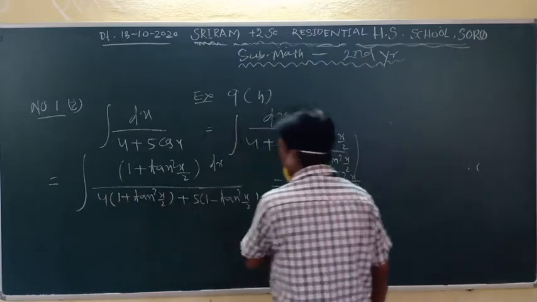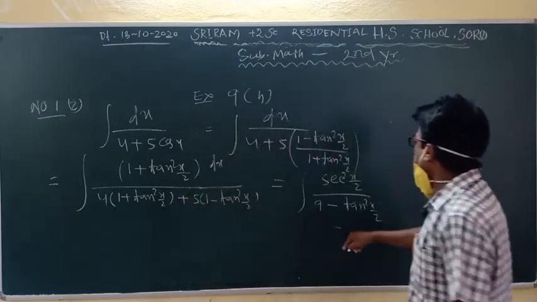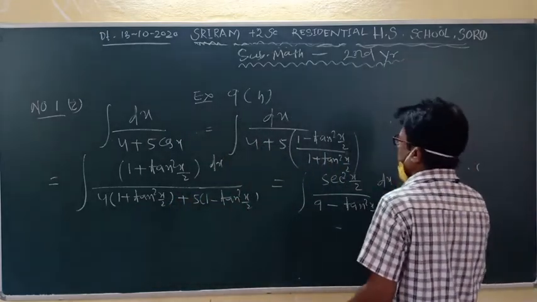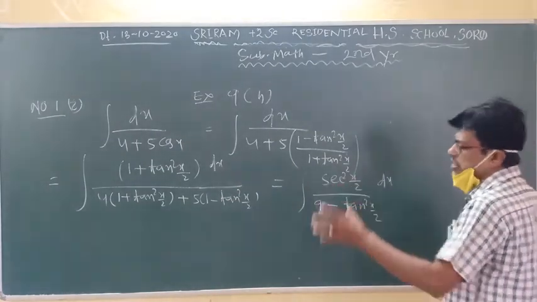5 plus 4 is equal to 9. Plus 4 tan square x by 2 minus 5 tan square x by 2 is equal to minus tan square x by 2 dx. Now this problem is going to be very easy.